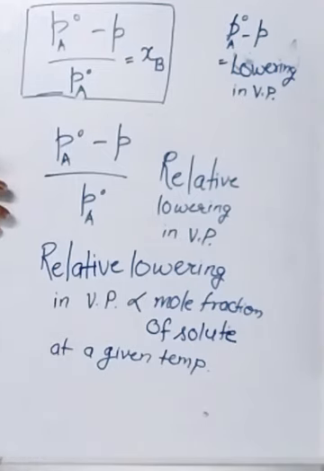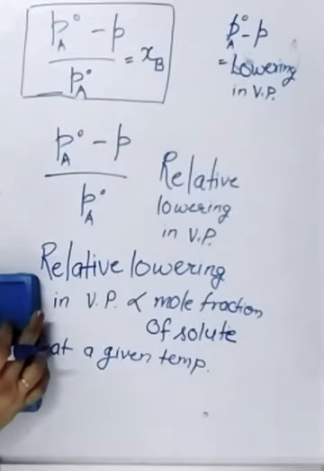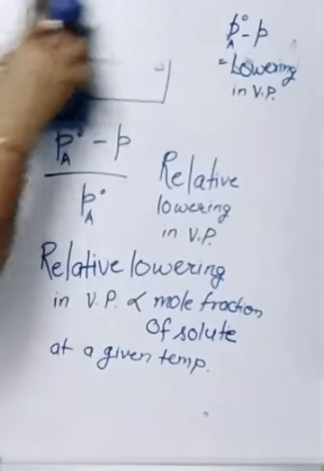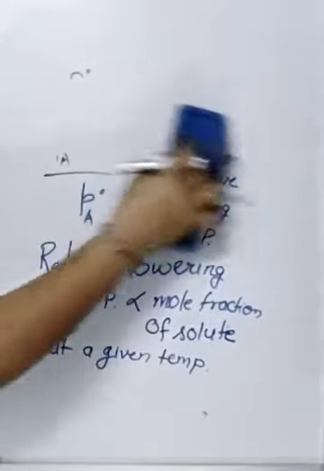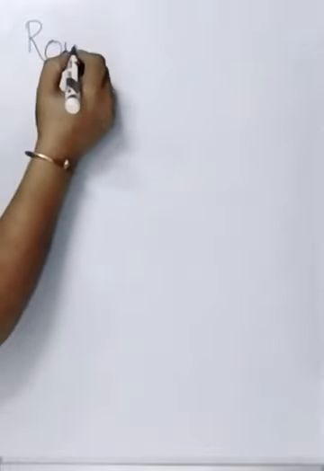Now we will see that Raoult's law is a special case of Henry's law. We have seen Henry's law as well as Raoult's law. So we will see that Raoult's law is the special case of Henry's law.